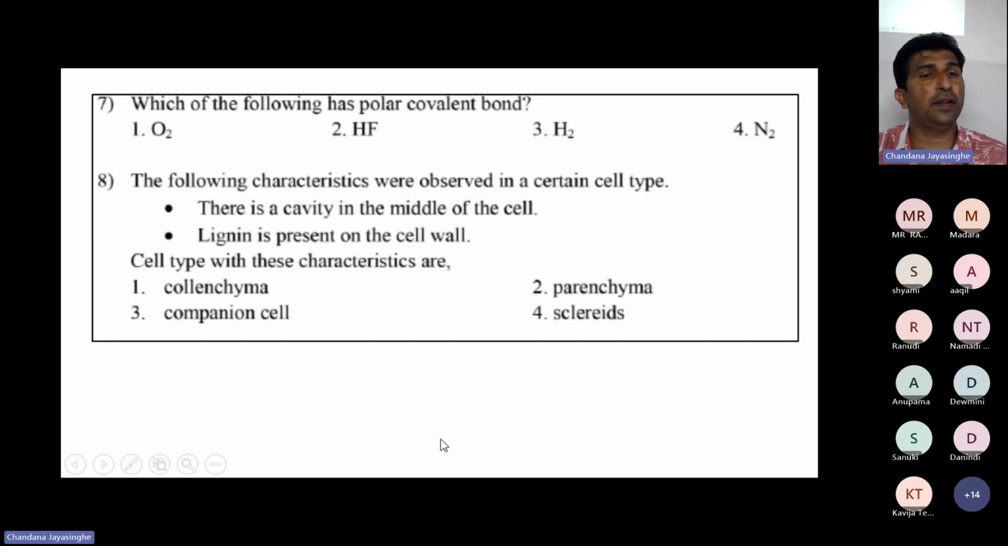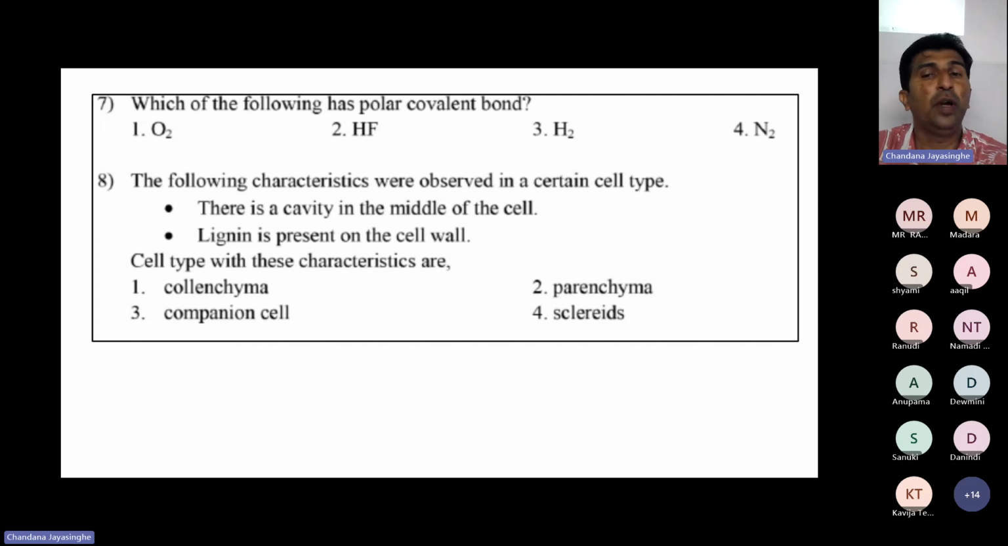First one. Seventh: which of the following has the polar covalent bond? Polarity. Normally, please remember in the periodic table, when we consider the left-hand side elements and the right-hand side elements, left-hand side elements tend to remove electrons and come to the noble gas configuration. Meanwhile, the right-hand elements try to accept electrons and come to the noble gas configuration. Here, to create polarity, the elements in the periodic table should be far away from each other, that means at both extreme ends of the periodic table.